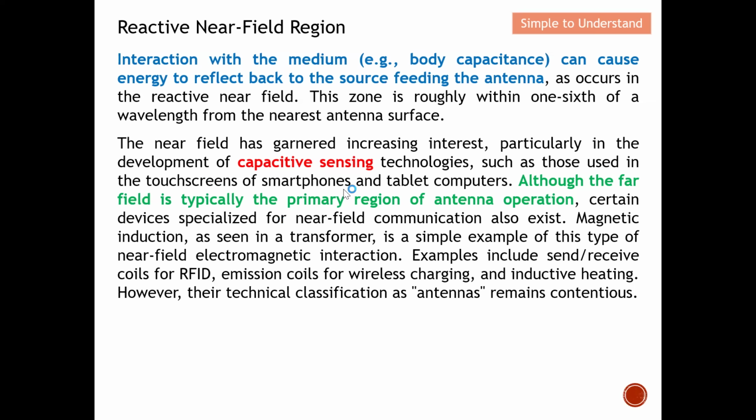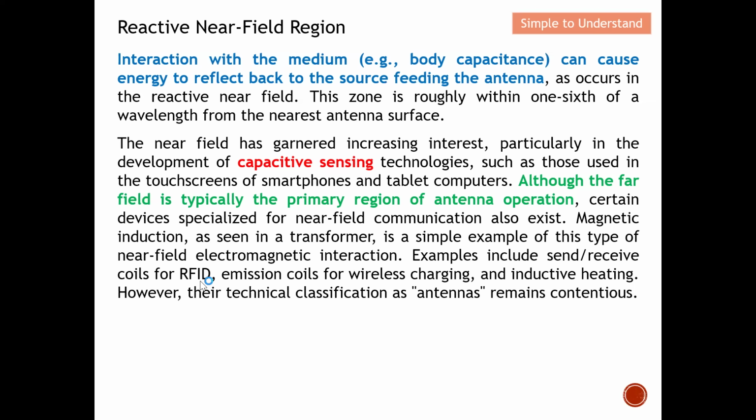Basically, these are the typical primary regions of antenna operation. Certain devices specialize in near field communication. Here you will see a very simple example, which is capacitive sensing. Magnetic induction, as you can see in a transformer, is a simple example of this type of near field electromagnetic wave interaction. Another example includes the send and receive coil for RFID.